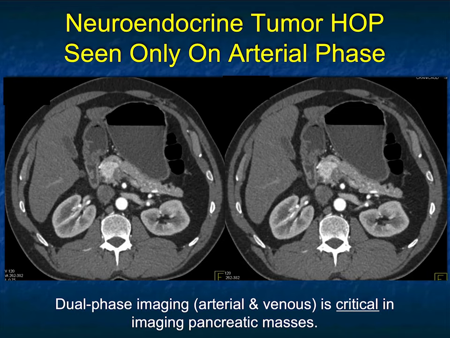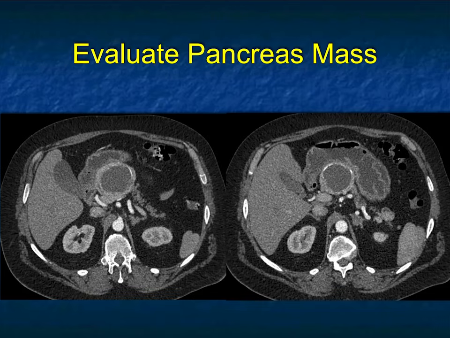We talk about neuroendocrine tumors. If you don't do arterial phase imaging, you're going to miss a lot of the lesions. No, you're not going to miss a 6 centimeter mass, but you're going to miss a 2 centimeter mass. And this case is just a really nice example showing you the problems involved and the potential pitfalls.